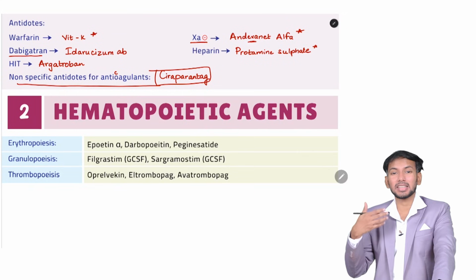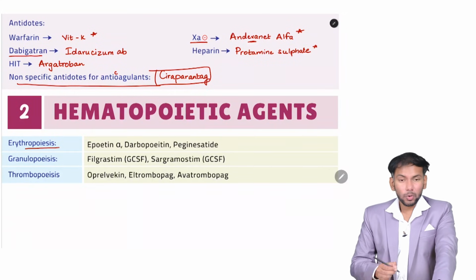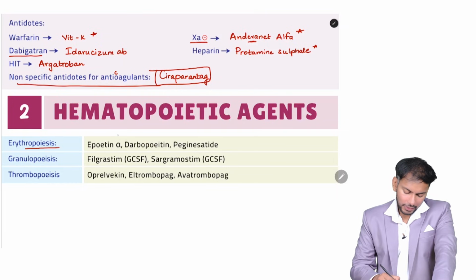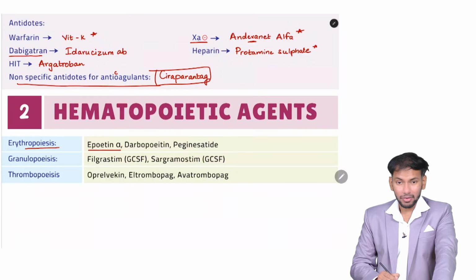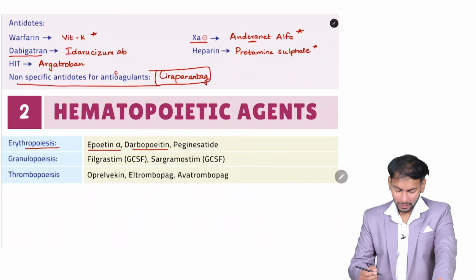That means these are increasing the blood cells. Now, to increase the RBC, you can give erythropoietin. Yes, increasing RBC is what is known as erythropoiesis. You can give erythropoietin analogs. So, everything is given in the name. Epoetin alfa, erythropoietin. Darbepoetin, it is erythropoietin. Given in the name, I told you.